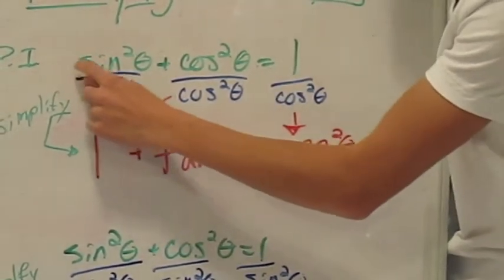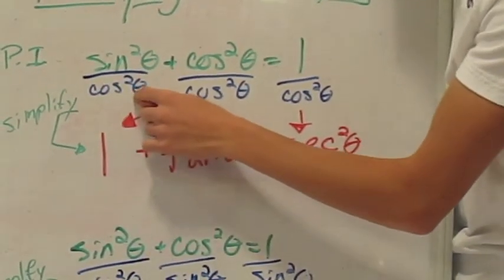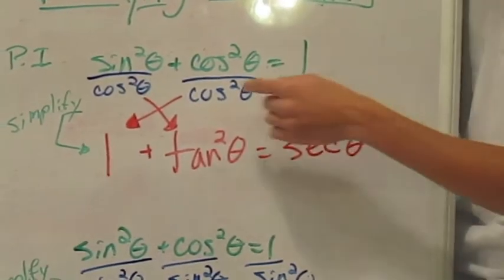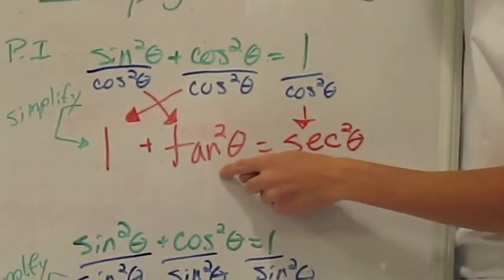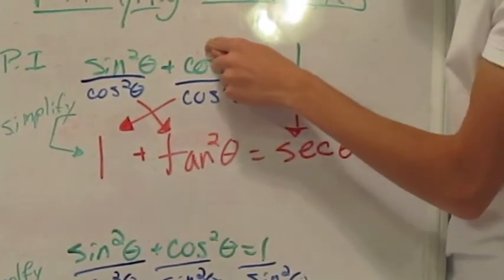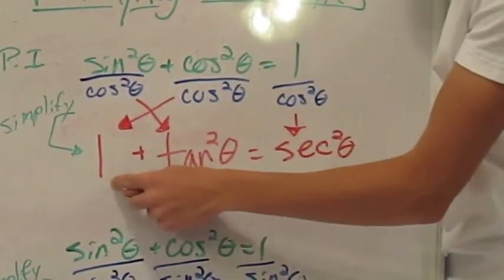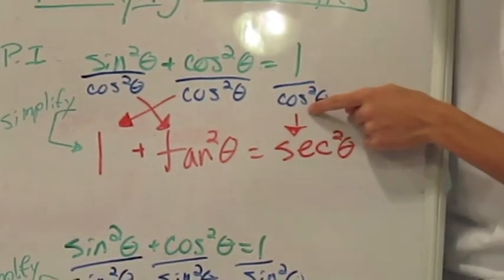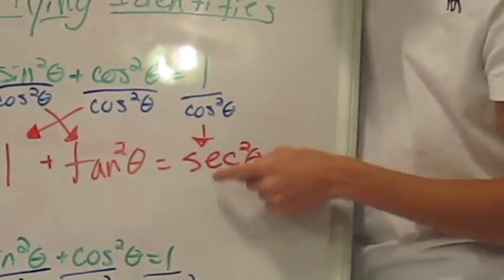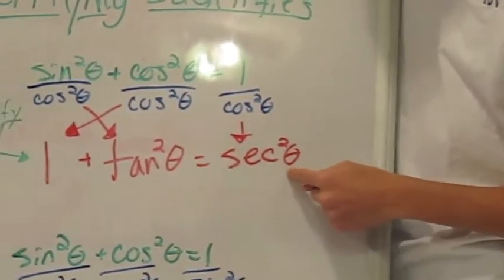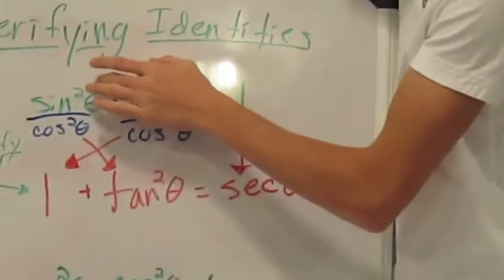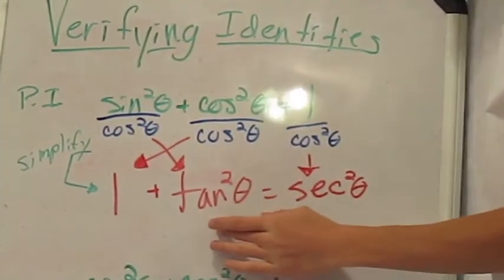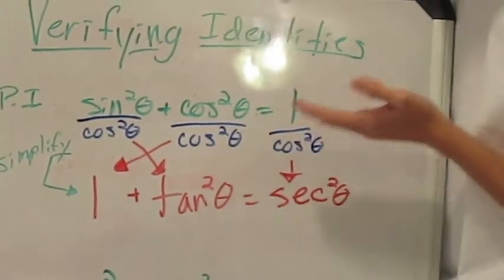So we now have sine squared theta divided by cosine squared theta. Now, this is a quotient identity, so we can take this and make it tangent squared theta. Cosine squared theta divided by cosine squared theta is just 1, so that's pretty simple. And then we have 1 divided by cosine squared theta is a reciprocal identity, which means that it's secant squared theta. So we just transformed the Pythagorean identity into another Pythagorean identity by doing something simple.